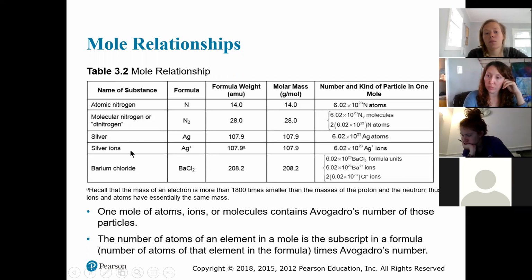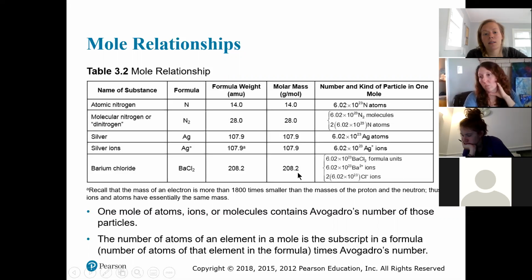If we're dealing with silver versus a silver ion, sometimes they add a little symbol in the corner to represent that there's a small change. You don't really need to include that. It's pretty much the same mass. Barium chloride, we take into account everything to get the formula weight and the molar mass.